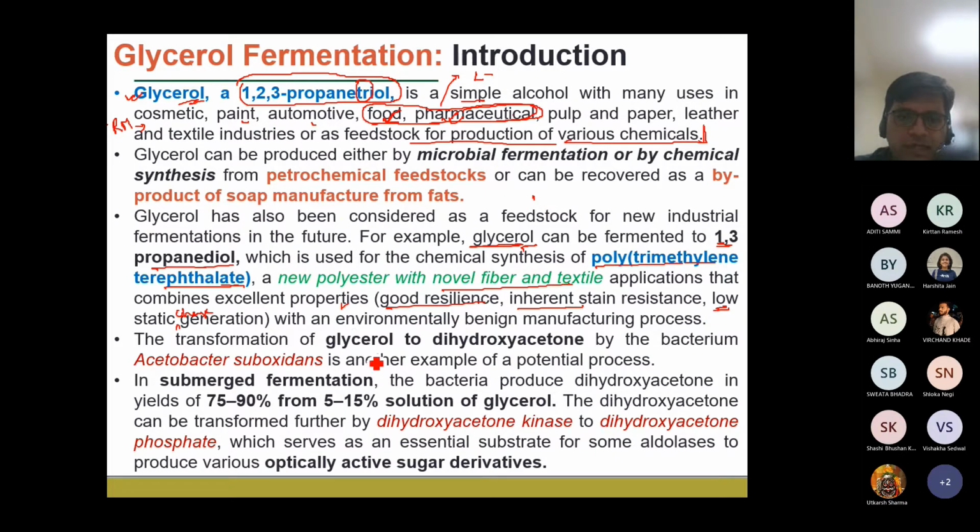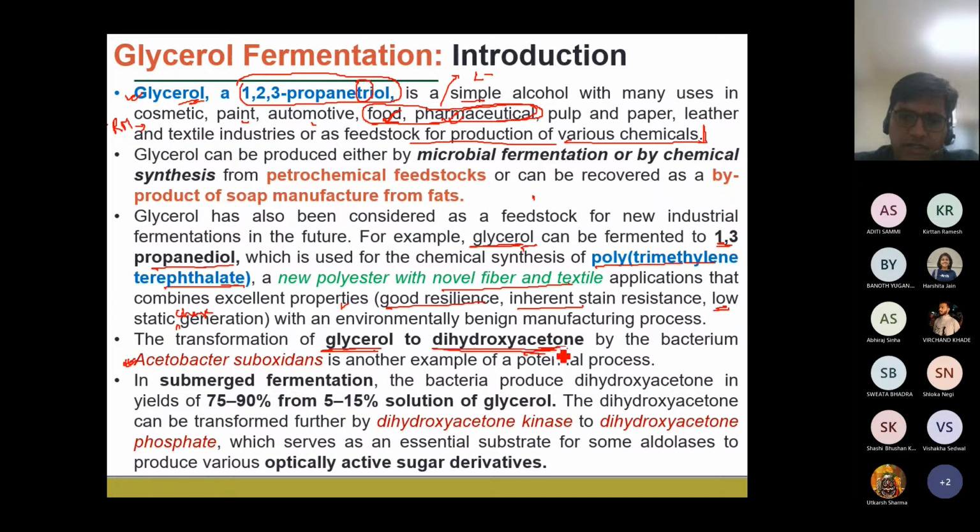Okay, next, if we look into the bacterium for the production of glycerol. Generally, glycerol production takes place by the transformation of glyceraldehyde 3 phosphate to glycerol phosphate, and that is converted into glycerol. But the glycerol can also be further converted into another product called dihydroxyacetone, and this dihydroxyacetone has several applications.